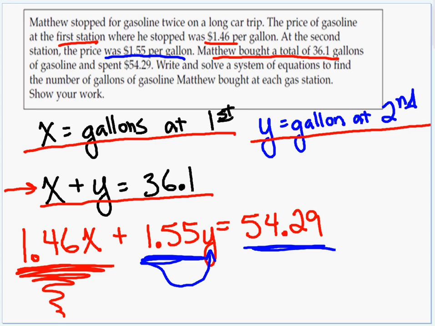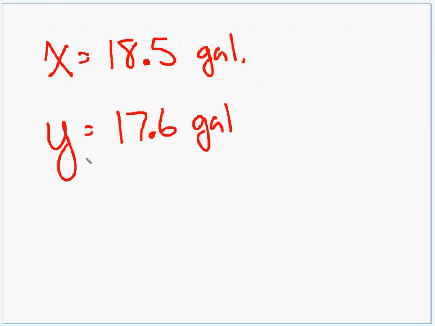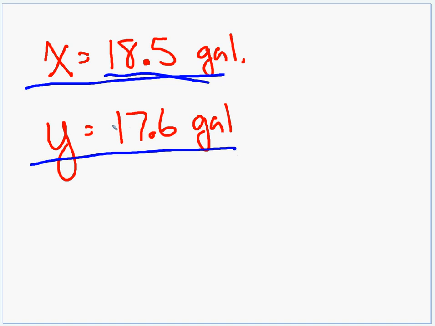So now that we've got our system of equations, you can plug that into your calculator. And the final question is, how many gallons of gas did he buy at each station? So, pause the video, compute your answer, and see if it matches with mine. Hopefully you paused the video and now you're unpausing it. I got at the first gas station, he bought 18.5 gallons. And then at the second gas station, he bought 17.6 gallons.